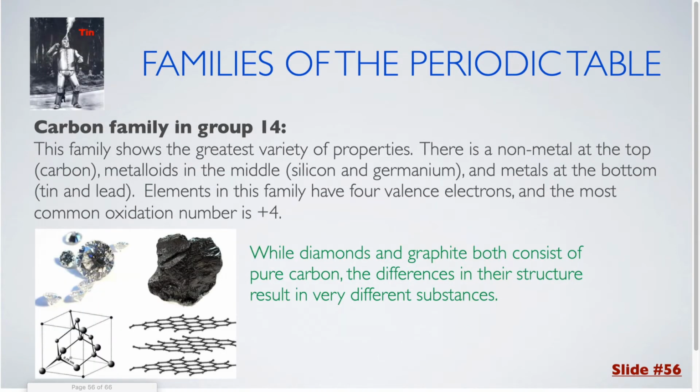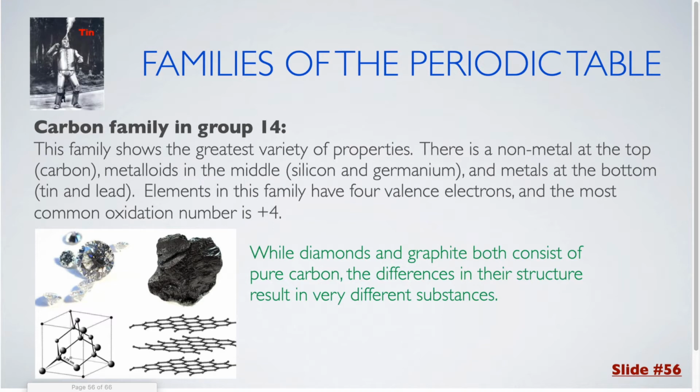The carbon family is group 14. This family shows the greatest variety of properties. There is a nonmetal at the top, carbon, metalloids in the middle, silicon and germanium, and metals at the bottom, tin and lead. Elements in this family have 4 valence electrons, and the most common oxidation number is +4.